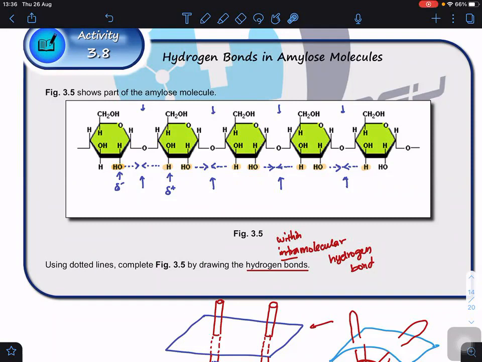And again, amylose molecules, as we know, are insoluble in water, therefore they won't lower the water potential of the cells.